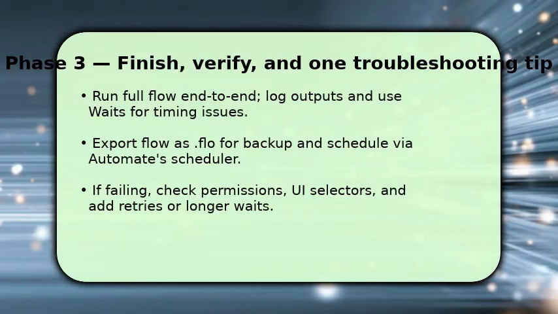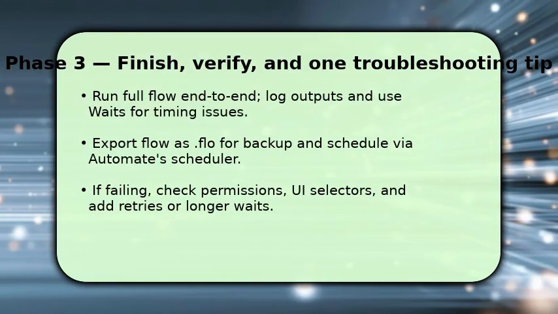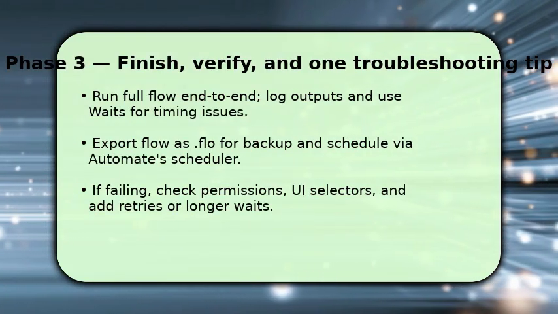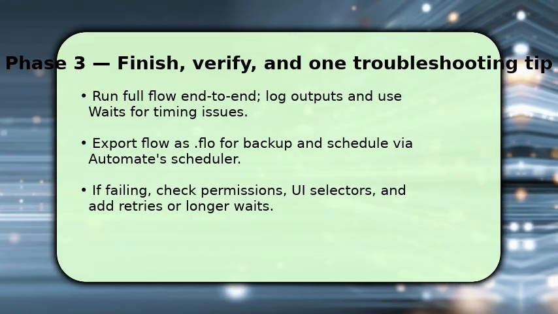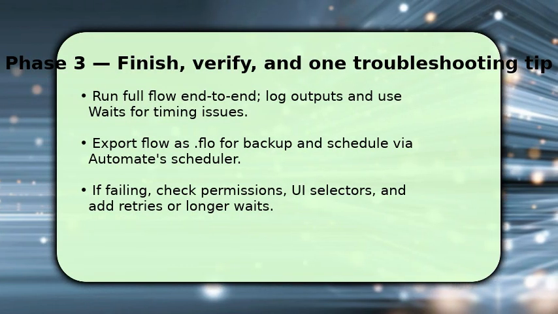Complete the flow by adding exit actions and cleanup. For example, clear sensitive variables and cancel notifications. Then run the flow end-to-end, observe logs, and adjust wait times to handle slow app responses.